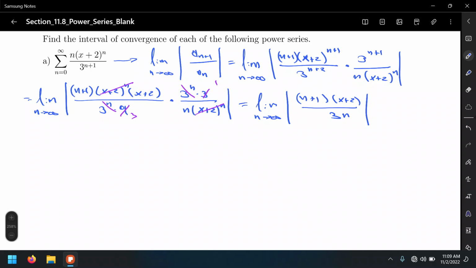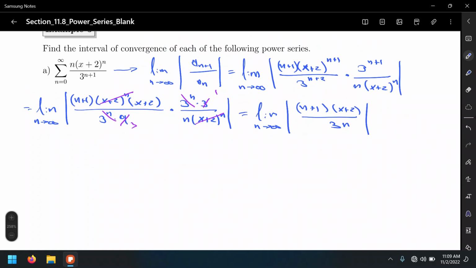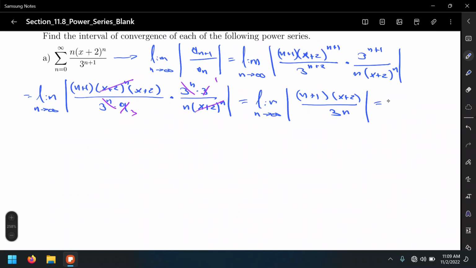So this is what we're going to do. I'm going to take out of the limit everything that doesn't contain an n. That's going to be this part right here, the 3 in the denominator, and the x plus 2. However, that x plus 2, I'm going to take out along with its absolute value bars, because in this case, x can be pretty much anything. And if it's negative, for example, well, we are talking about a radius of convergence, and that radius of convergence is supposed to be a positive number.